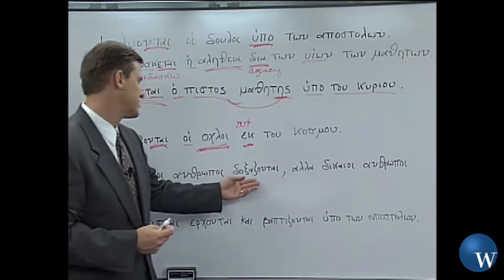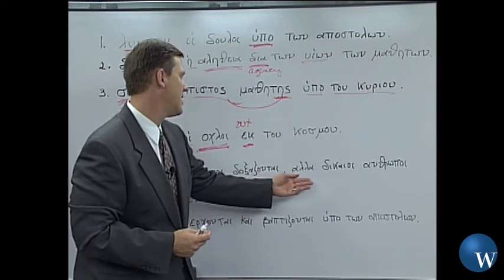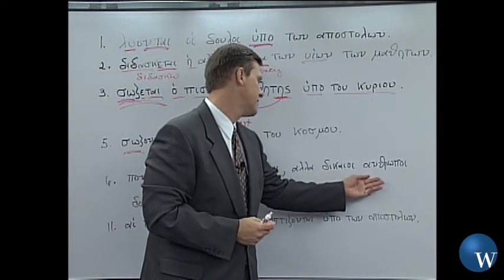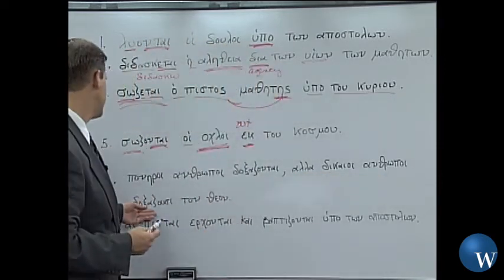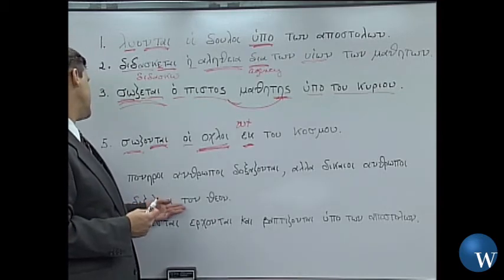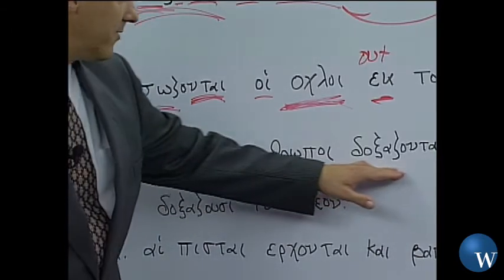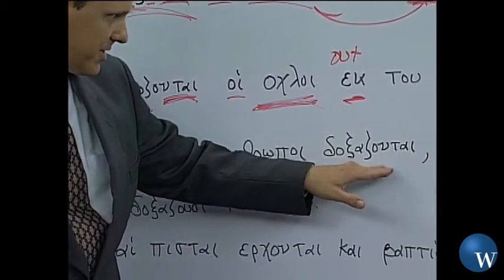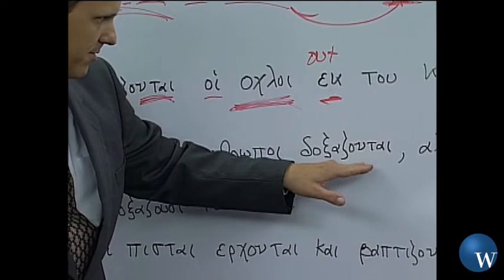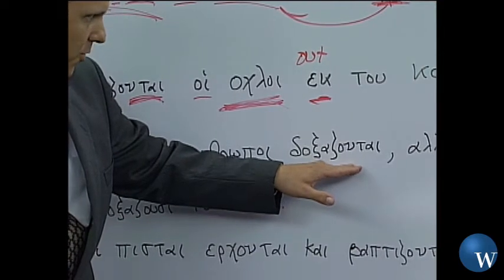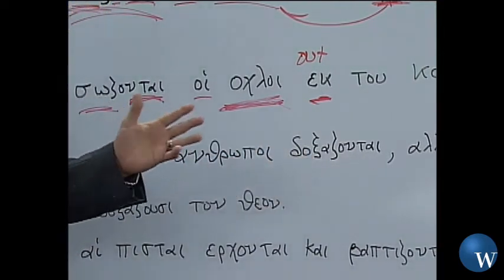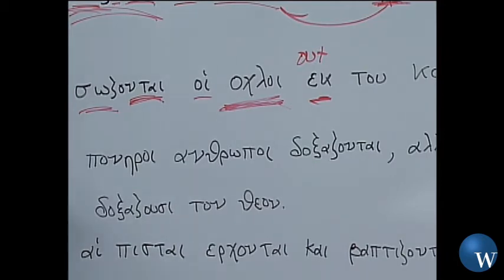All right, number 6, ponéroi anthropoi doxadzentai, alla dikaioi anthropoi doxadzousi ton theon. Now, what I want you to notice about this sentence is something very important. You have here in this sentence what I believe, if you look at the context, is the use of a middle voice here. Remember we said you have to determine it by the context because the forms are the same.